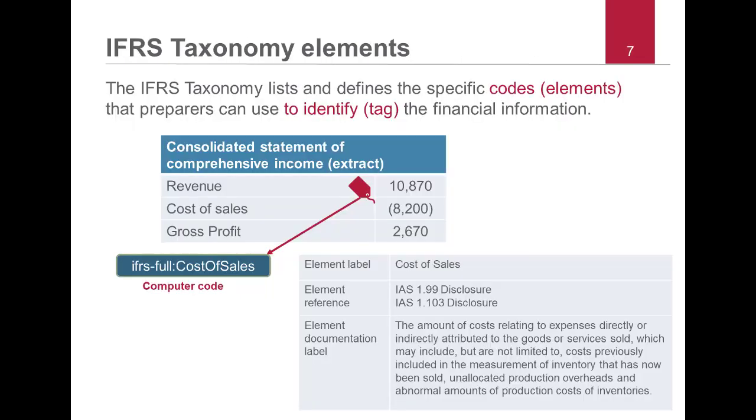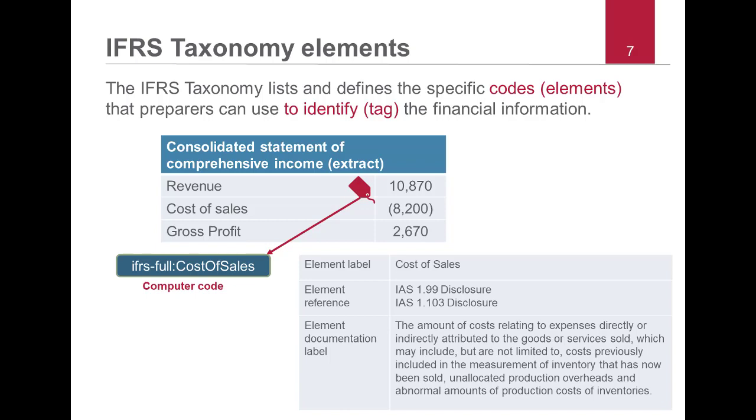This slide illustrates how a company uses the IFRS taxonomy to communicate information. Companies use elements from the IFRS taxonomy to tag information in their financial reports. In this case, the company uses the cost of sales element to tag its cost of sales of $8,200. Tagging information in this way enables software to quickly extract the information and compare it to the same information provided by other companies reporting electronically. This makes it easier and quicker for users of financial statements to analyse financial information.